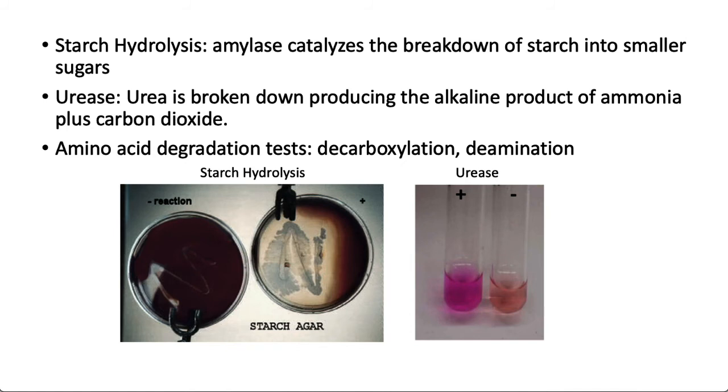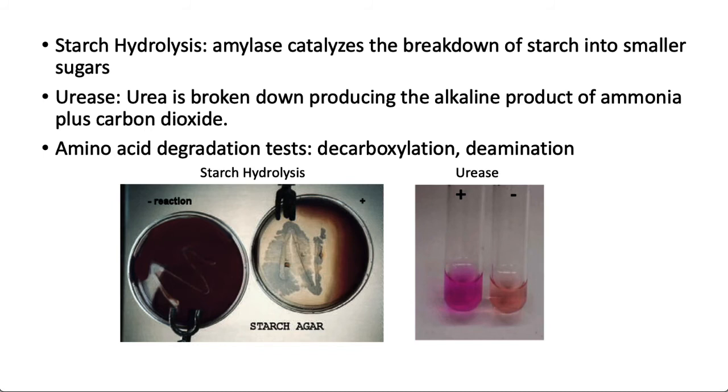Some more large molecules. So starch hydrolysis looks at the production of an enzyme called amylase, which breaks down starch. Urease is an enzyme that breaks down urea. So you may remember that urea is a nitrogenated compound that is a way for proteins to break down. And urease is tested by a urea broth. And if you have a positive reaction, you are going to see this change to a very nice kind of fuchsia pinkish color.